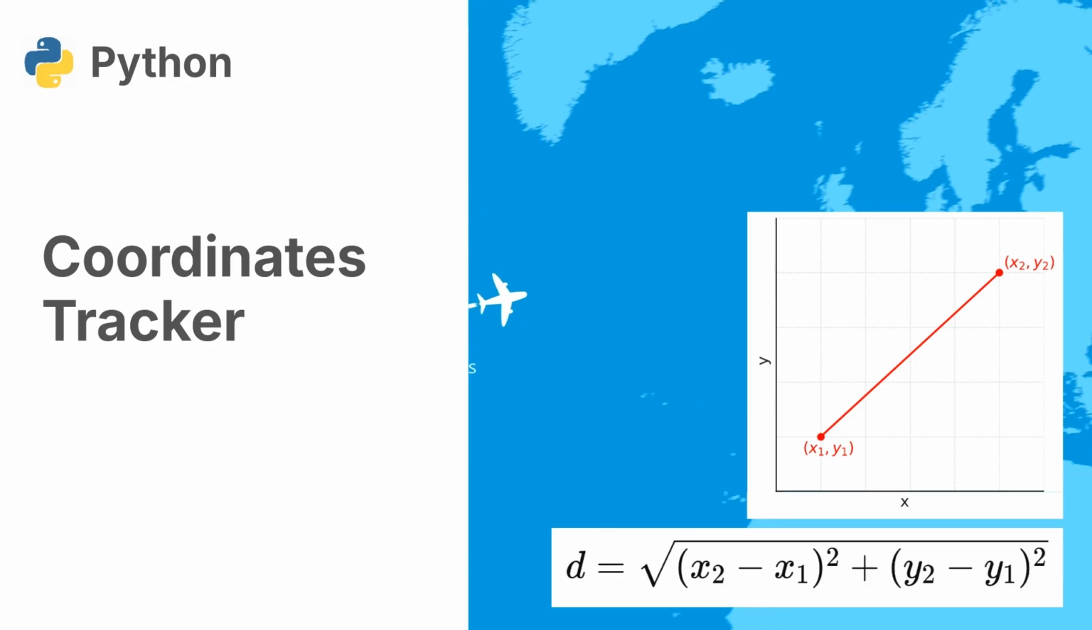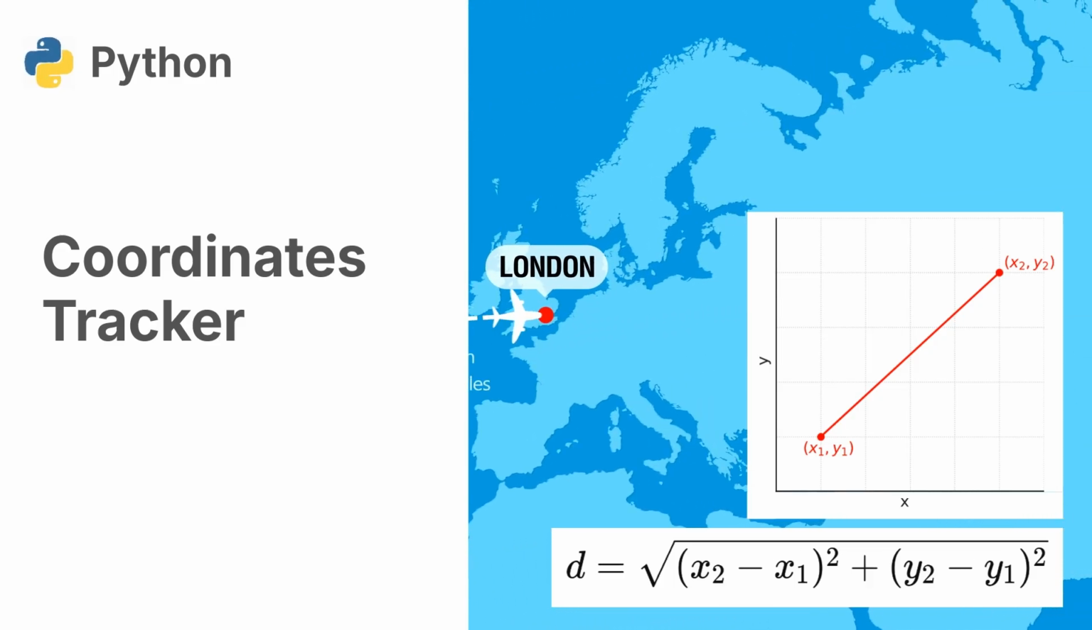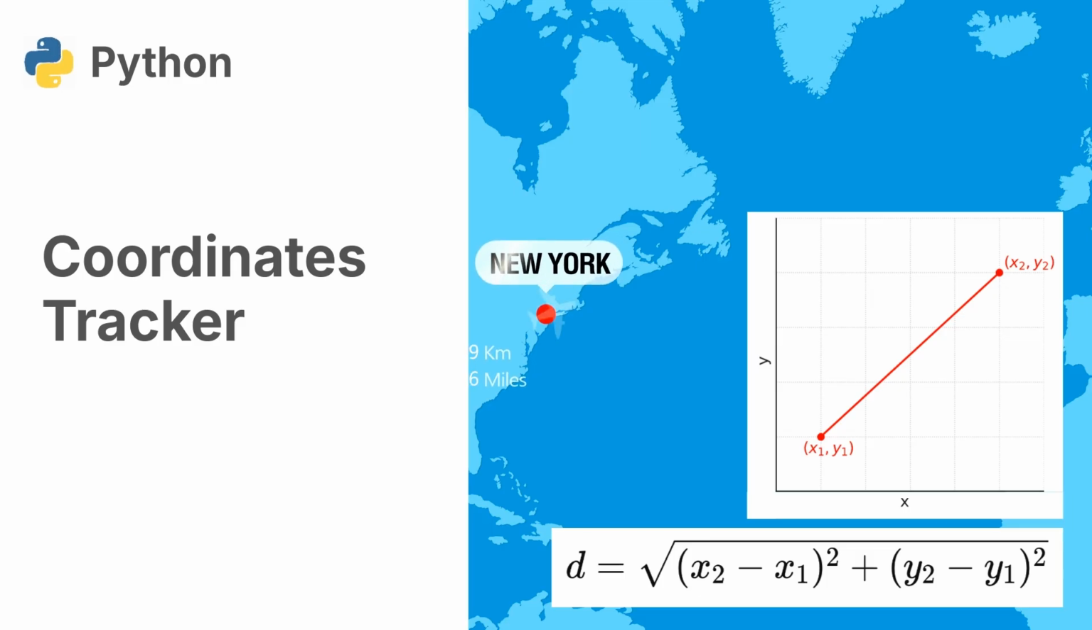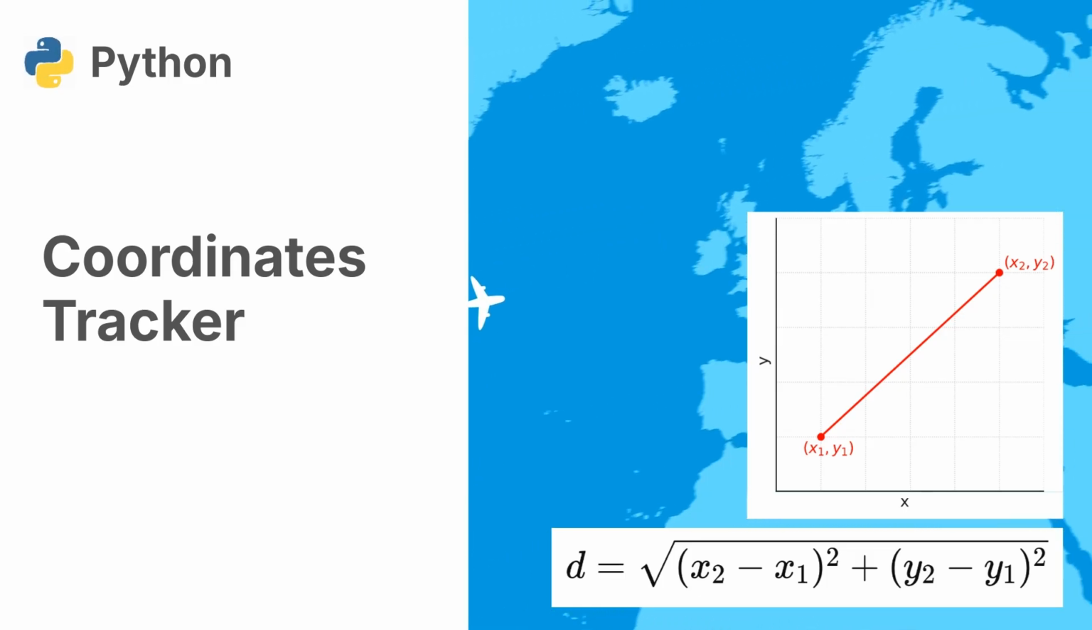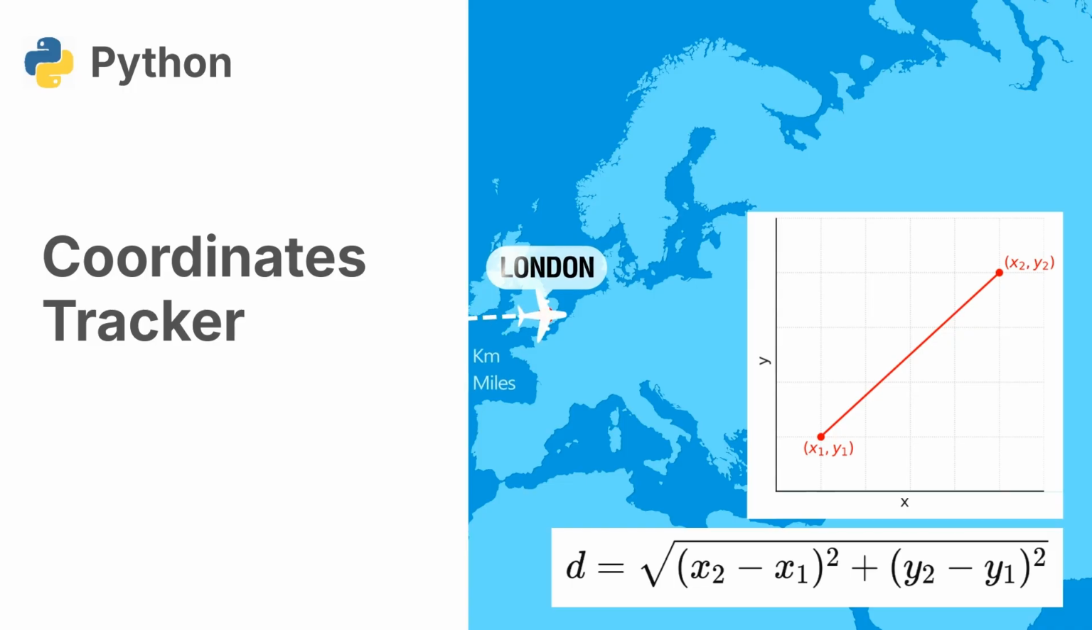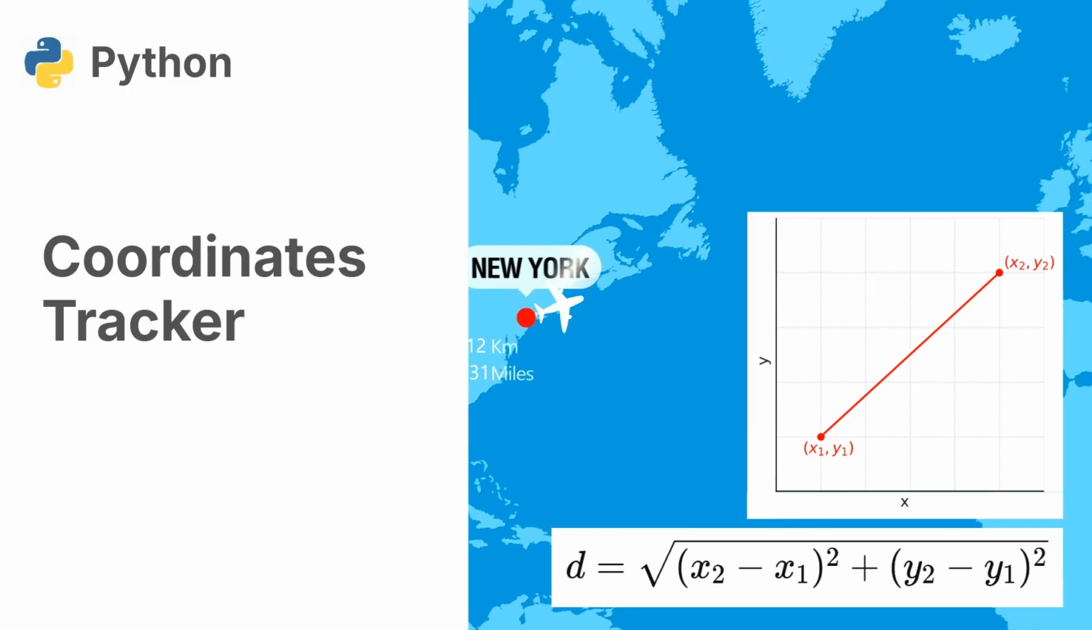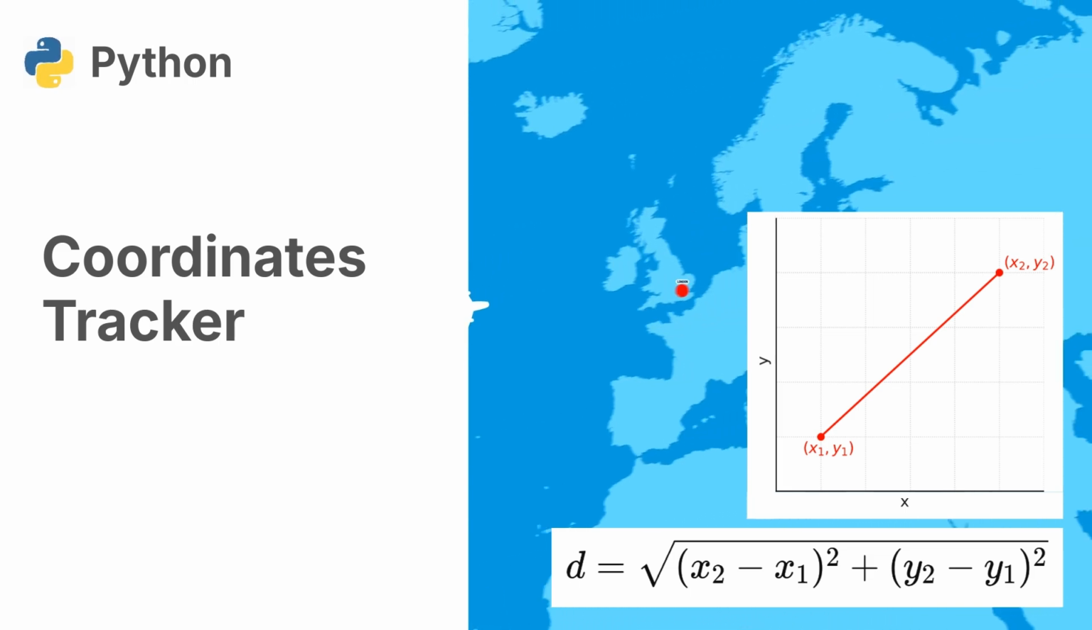Behind the scenes, this distance can be calculated using a simple mathematical formula. Here you can see 2 points marked as x1, y1 and x2, y2. This is how we represent locations in a coordinate system. The formula below shows how to calculate the straight line distance between them.